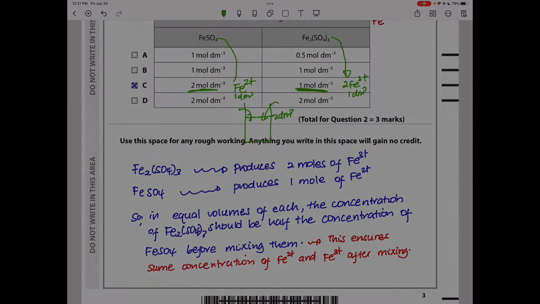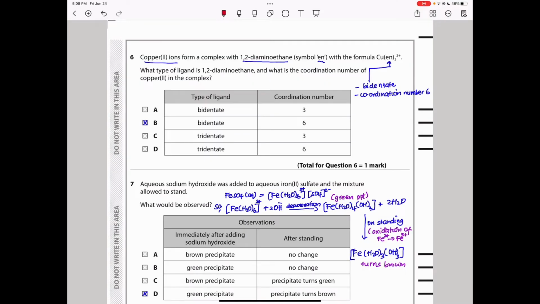Let us continue on. Question 6 says copper 2 ions form a complex with 1,2-diaminoethane. Here they've given us the symbol that 1,2-diaminoethane is represented by En. So they ask, with the formula given, what type of ligand is 1,2-diaminoethane and what is the coordination number of the copper 2 in the complex? This complex is going to look like this. So there is this ligand here forming 2 dative covalent bonds.